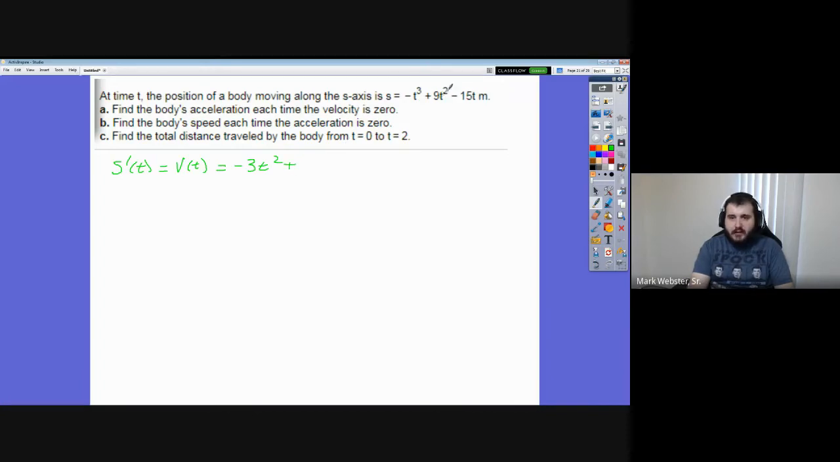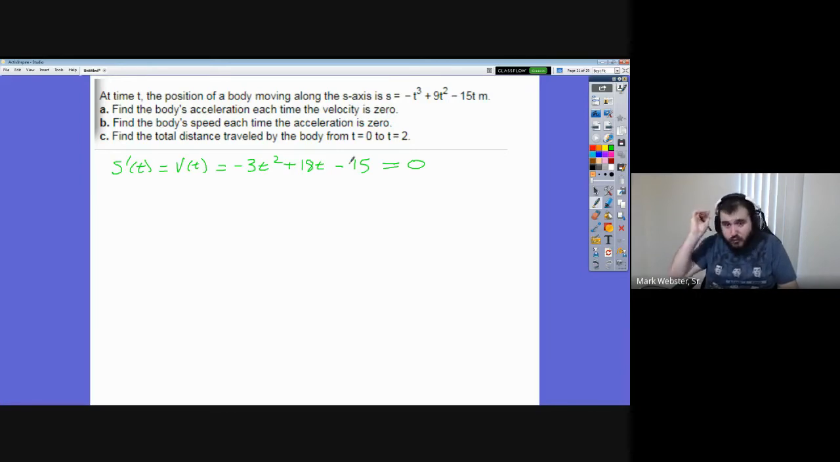Next part. The derivative of 9t squared, bring that 2 down. 9 times 2 is 18, and we're left with just a t up here, minus the derivative of 15t. When you take the derivative of a linear term, the t just goes away and you're left with 15. So we now are capable of finding the place where the velocity is zero. Let's set that equal to zero. This is a quadratic function. We have the ability to figure this out.